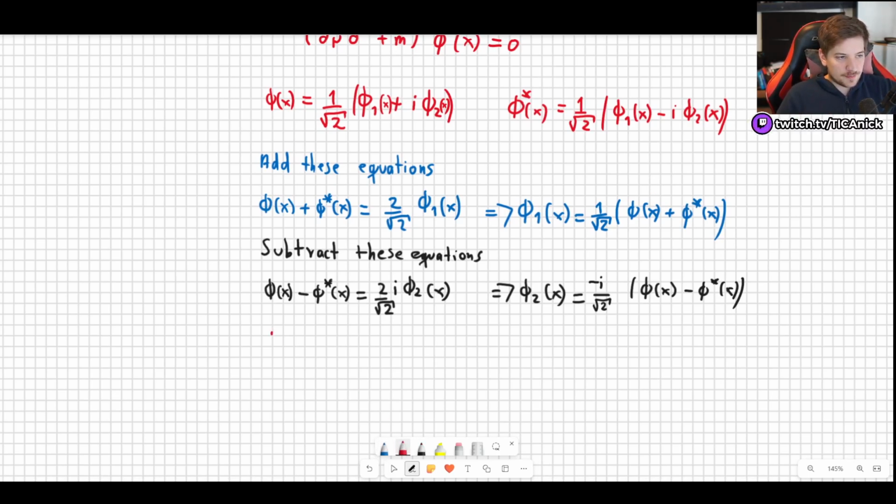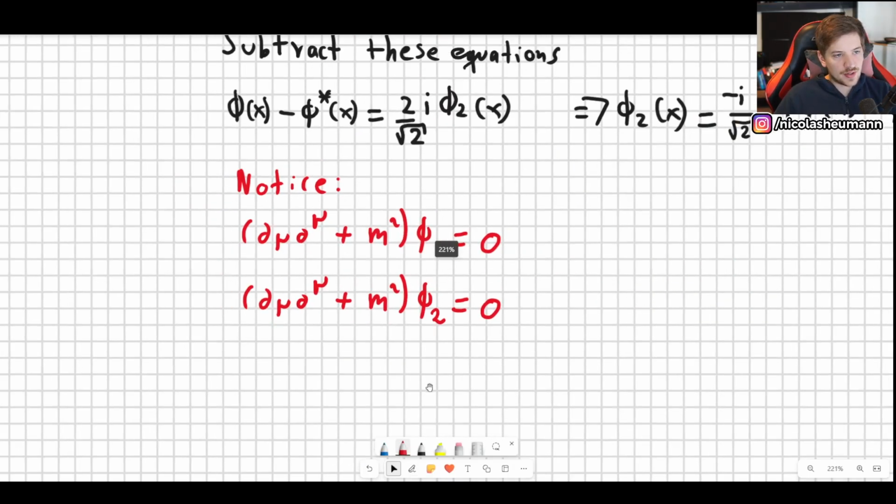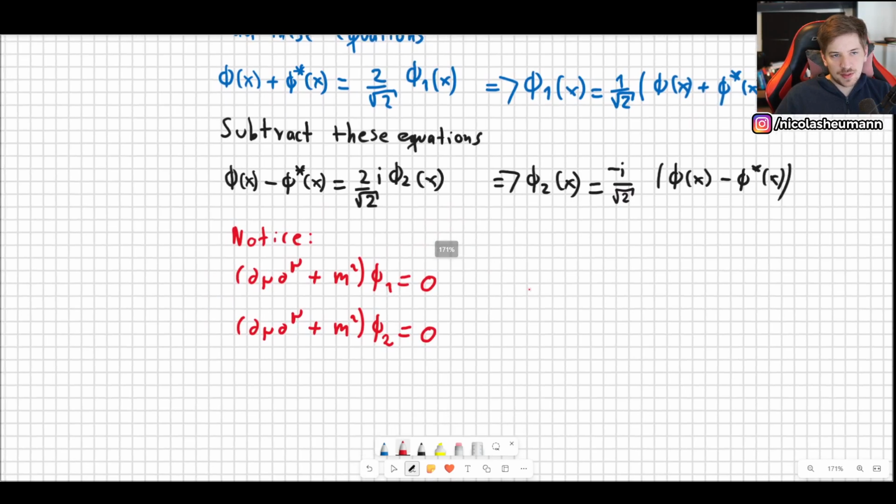Notice the following. Both of these fields, phi1 and phi2, also satisfy the Klein-Gordon equation. So this is true for phi1 and for phi2 as well. Okay, and the way to see this is simply to plug it in, right? If you plug phi1 or phi2 into any of these, you get some numbers, which don't really matter, phi, which satisfies this equation, minus phi conjugate, which also satisfies this equation. So in both cases, it's quite direct to see that this does indeed satisfy it.